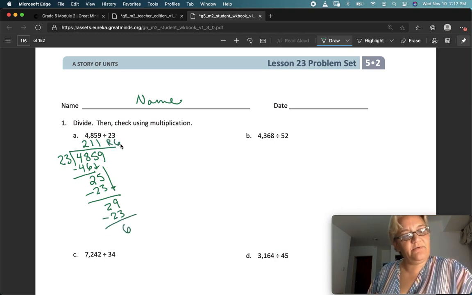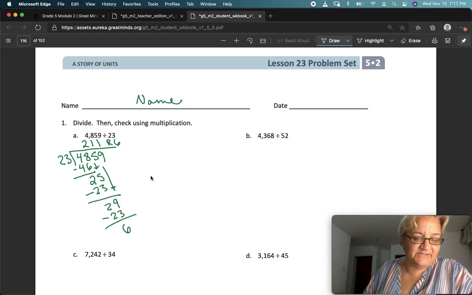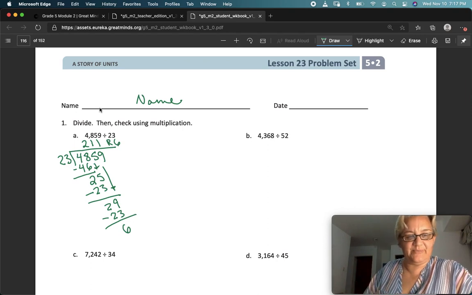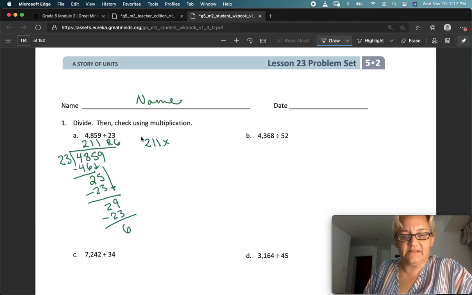Okay, so that worked, and I did have to write a little bit smaller to make it fit, and I see that I'm writing on a curve, so I'll try and write more straight up and down. Sorry about that. How do I check my work? Well, I multiply the quotient by the divisor, and I add the remainder. Okay, that's going to give me, hopefully, 4,859.